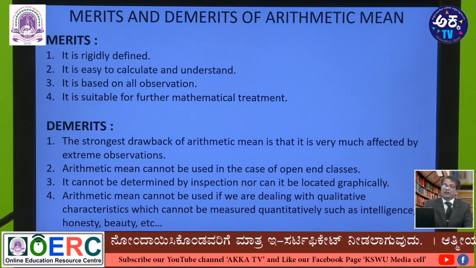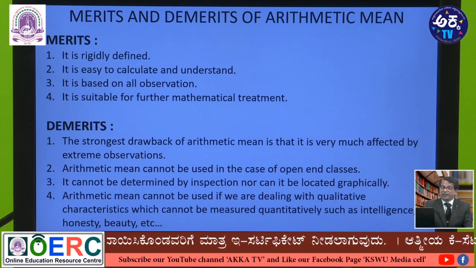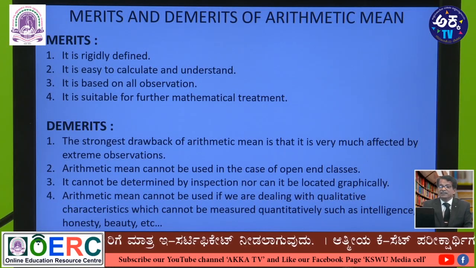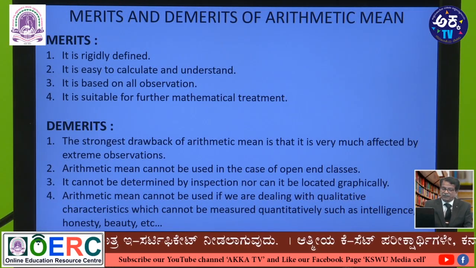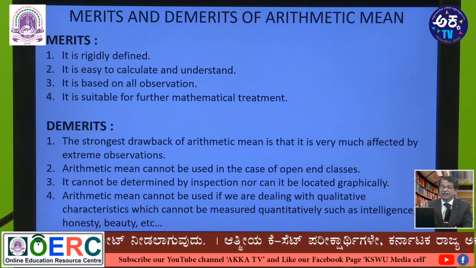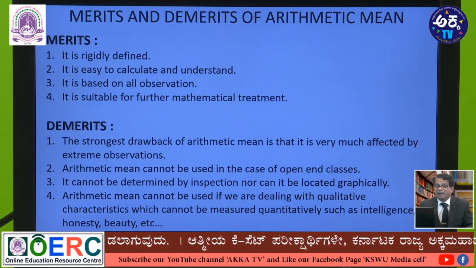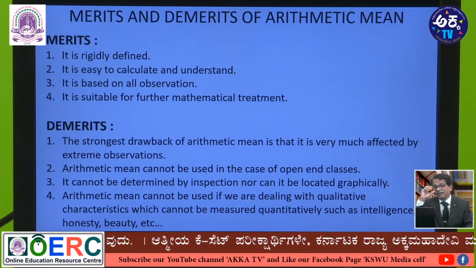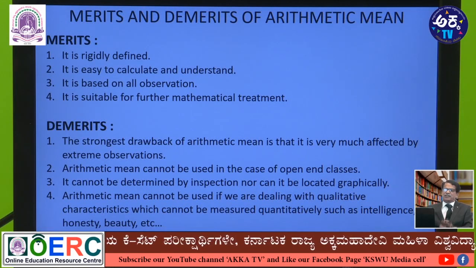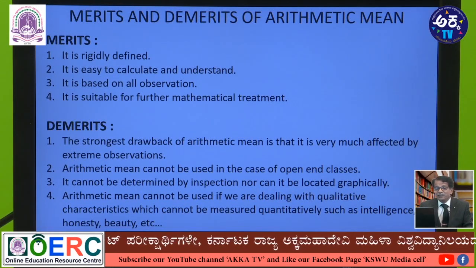Then friends, let us look at the merits and demerits of this arithmetic mean. Merits are 4. One is, it is rigidly defined. What I mean to tell you is, its definition is very clear and perfect. There is no ambiguity in its definition. That is what we mean by rigidly defined. Second, it is easy to calculate and understand, because its concept is simple.